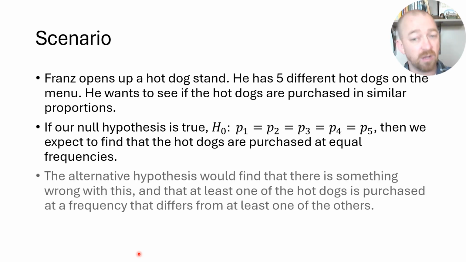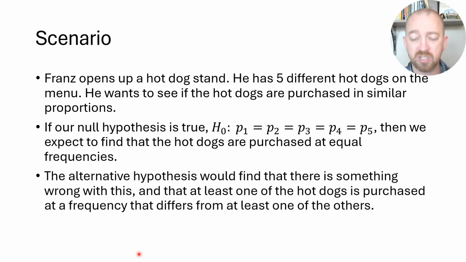Now, it's also possible that they are being purchased with different probabilities. Maybe people prefer hot dog number 3 or hot dog number 2 or something. Now, if that is true, what he's going to see is instead evidence that would support the alternative hypothesis. The alternative hypothesis could specify which one. However, we don't know, right? We don't know at this point. And so we just leave it open to, if there's anything wrong with this null hypothesis, then we will reject it, okay?